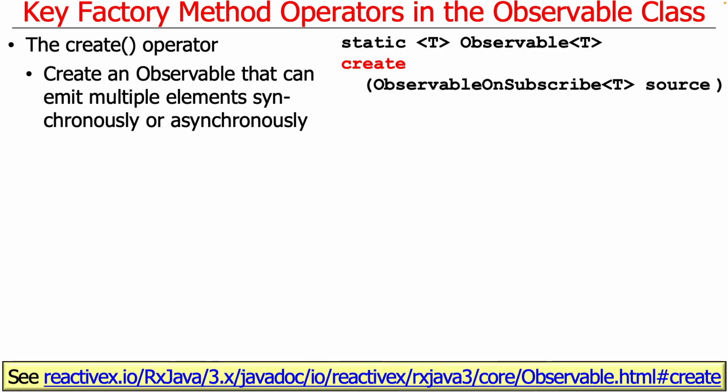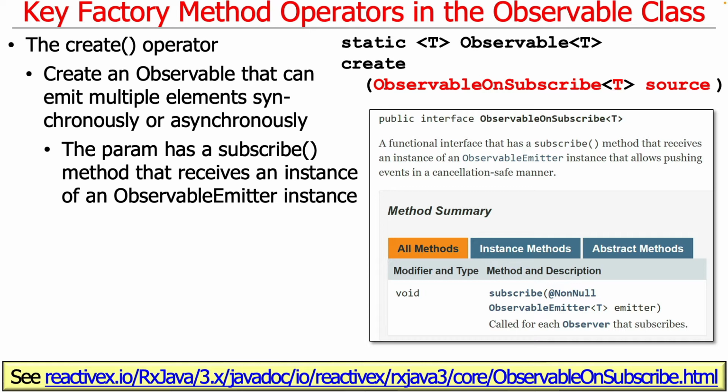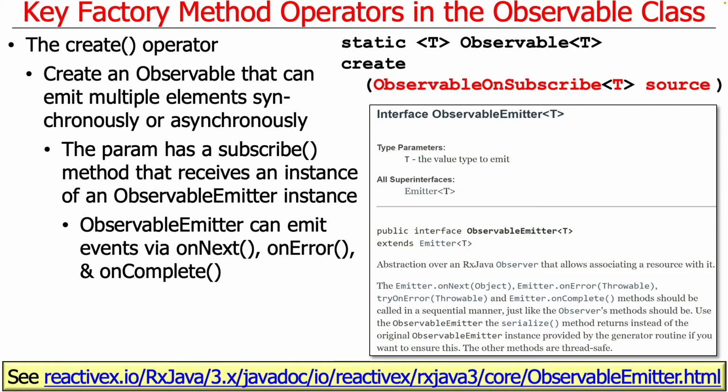So what does the create operator do? It creates an observable that can emit multiple elements either synchronously or asynchronously. So it can either run in the calling thread or run in a background thread. The parameter that's passed to it is something called ObservableOnSubscribe, which is a bit of a mouthful. And it's a functional interface that has a subscribe method that receives an instance of something called an ObservableEmitter. And we'll talk more about what an ObservableEmitter is in just a bit.